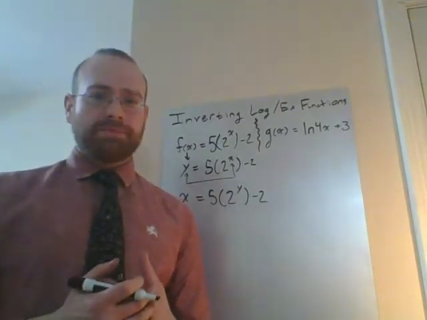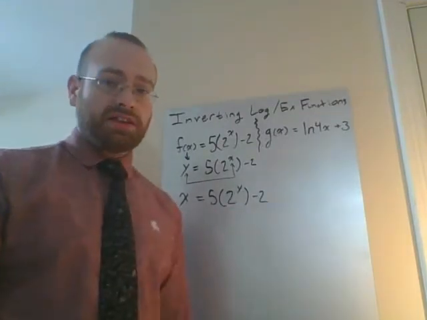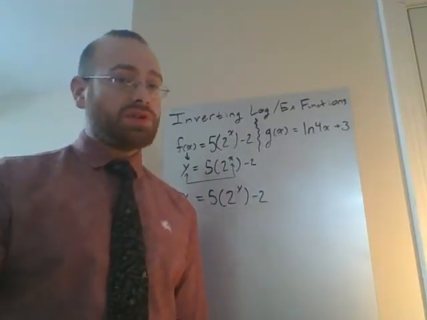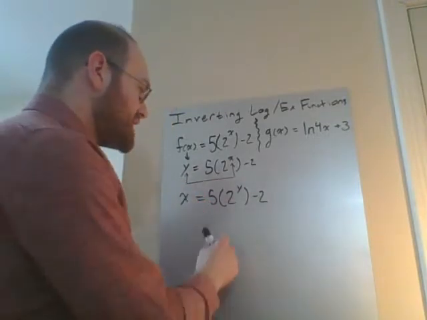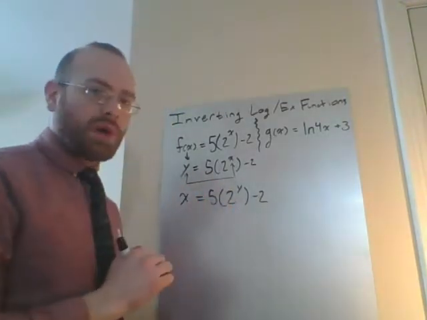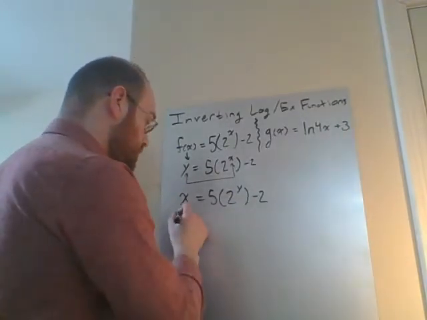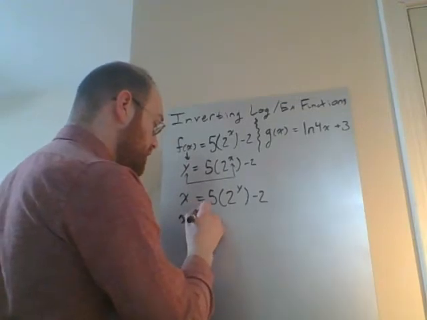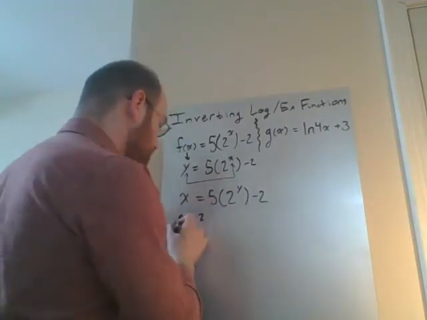But here's a problem. If we're going to solve for y, we have to be able to get y out of the exponent. And this means we're going to need to use our power of logarithms. So first, let's get 2 to the power of y by itself. We can do that in 2 steps by adding 2. So we have x plus 2. And then we're going to also divide by 5.